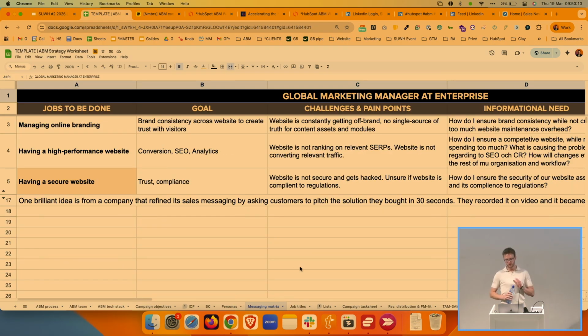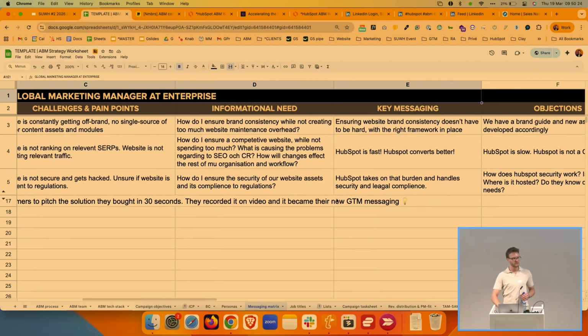Then we use the pain and the impact to come up with a messaging house, a messaging matrix, and this lines out: okay, my prospects have a challenge to overcome, they have an informational need, and we need to connect our messaging to that informational need and preempt the objections. And this is the basis for the next step, and the next step is to come up, of course, with content ideas.